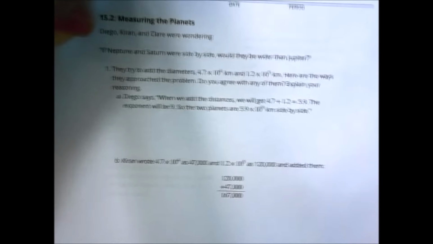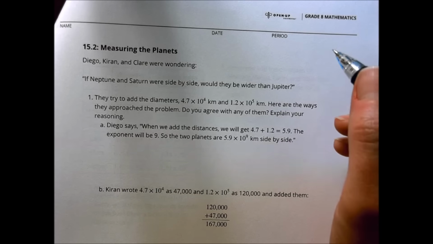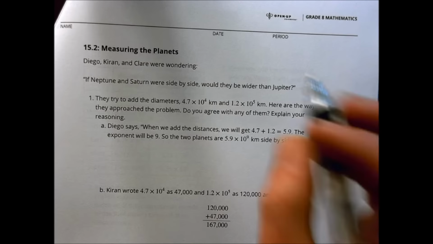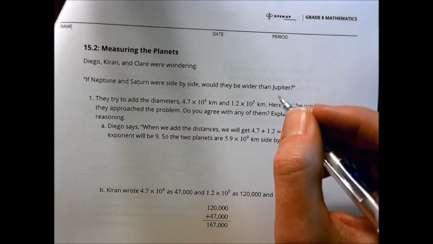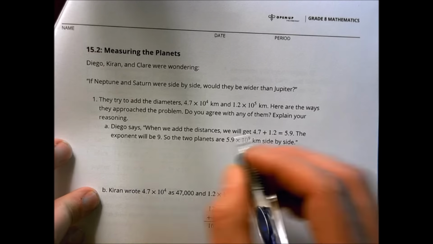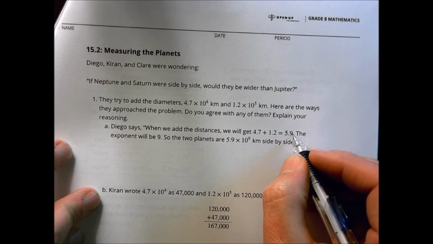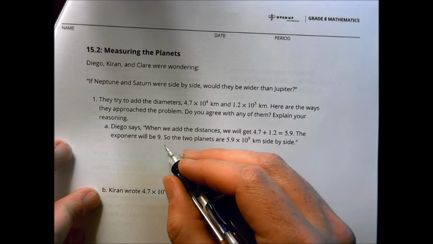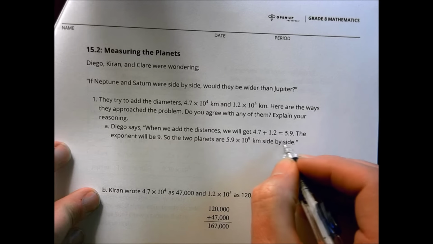Let's take a look at the next one. Measuring planets. Diego, Kieran, and Claire are wondering, if Neptune and Saturn were side by side, would they be wider than Jupiter? They try to add the diameters 4.7 times 10 to the 4th and 1.2 times 10 to the 5th. Here are the ways they approach the problem. Do you agree with any of them? Explain your reasoning. Diego says when we add the distances, we get 4.7 plus 1.2 equals 5.9. The exponent would be 9, so the two planets are 5.9 times 10 to the 9 wide.